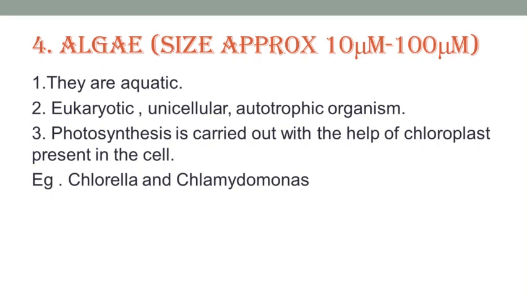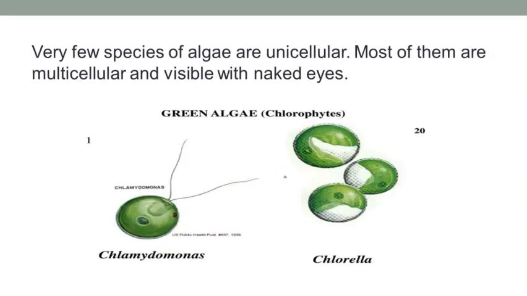Third is photosynthesis. Autotrophic means they can produce their own food by the process of photosynthesis. Photosynthesis is carried out with the help of chloroplast present in the cell. Now see students, chloroplast is a pigment present in the cells of the organism that helps in the process of photosynthesis. Examples of algae are Chlorella and Chlamydomonas.